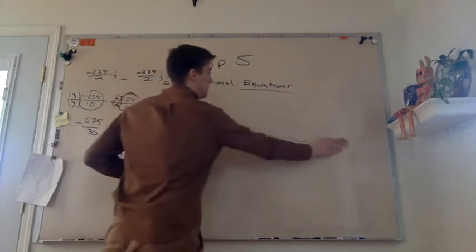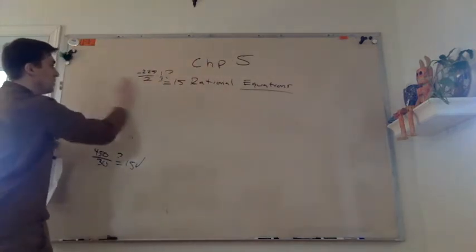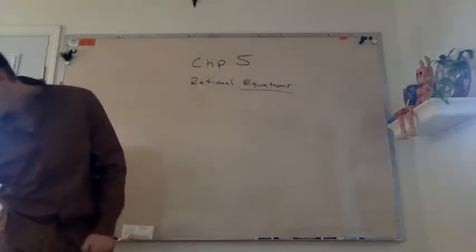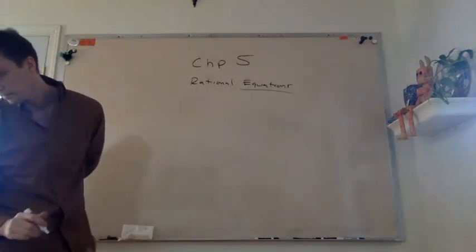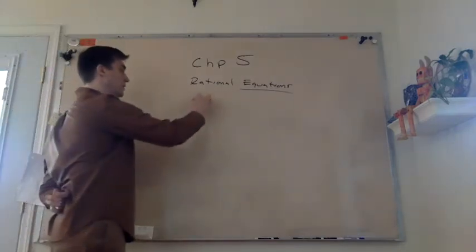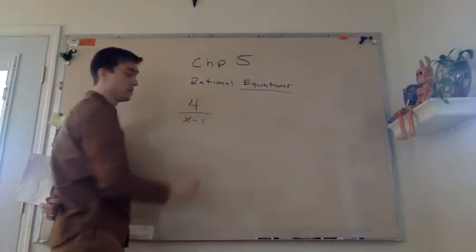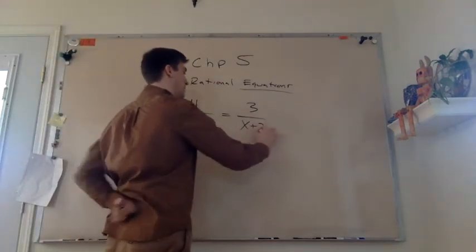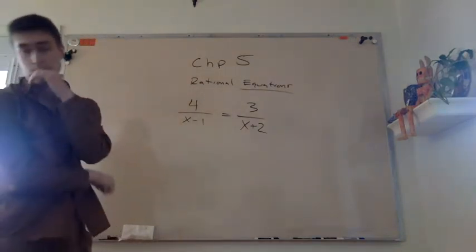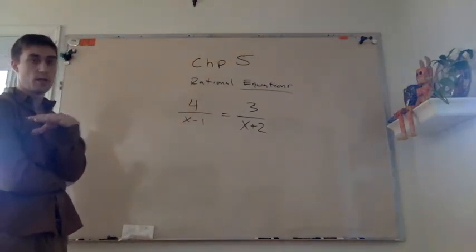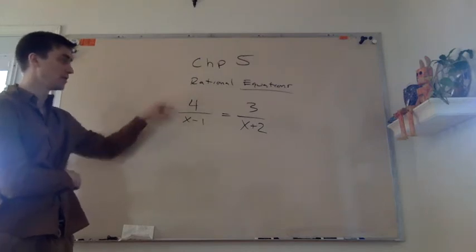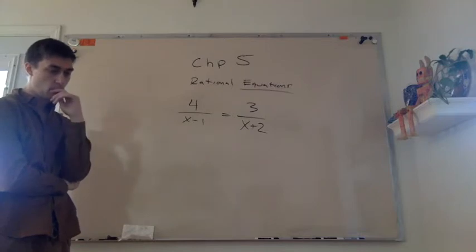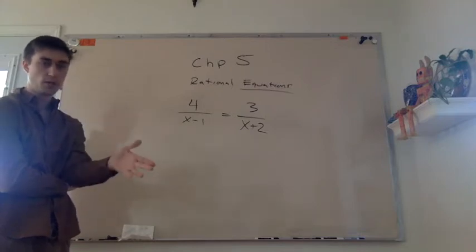All right. So let's do one here where there is a variable in the denominator. I want to show you something. How about 4 divided by x minus 1 equals 3 divided by x plus 2? So it's an equation, and it's definitely a rational equation. It's got fractions. There's variables in the denominator. So, what do you do?